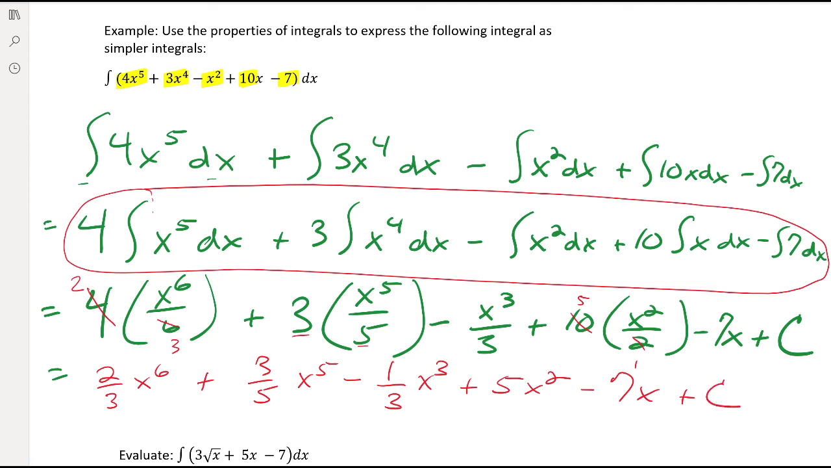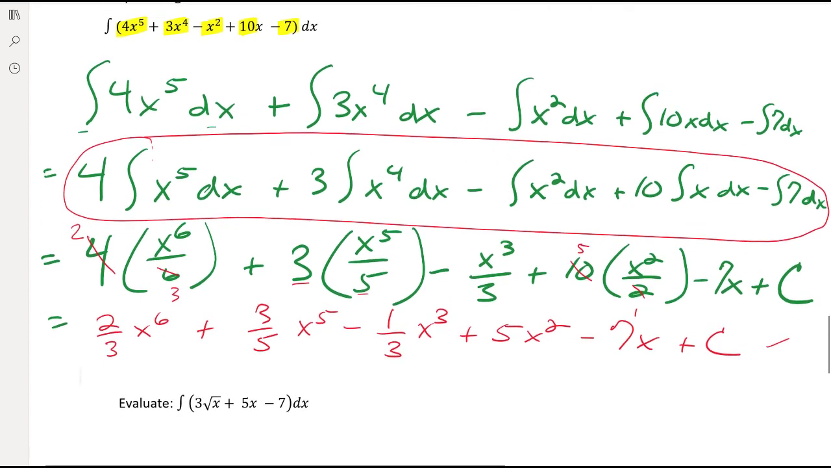All right. So that is the antiderivative. But as I said, this particular question wanted us just to break it up. All right.